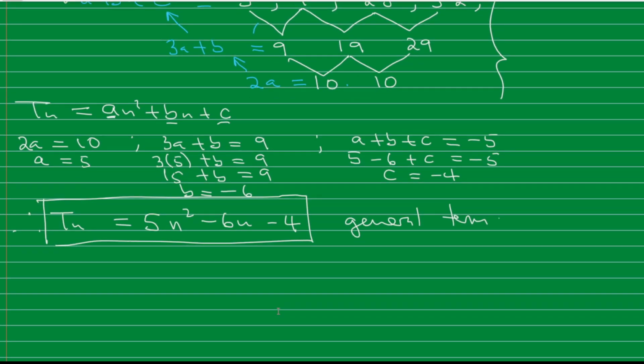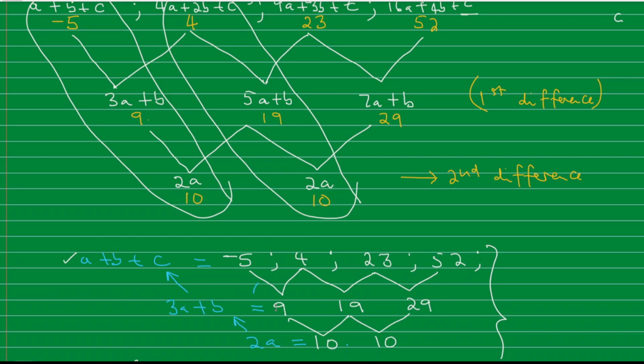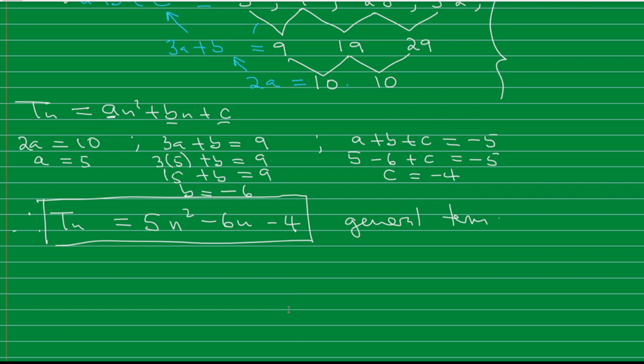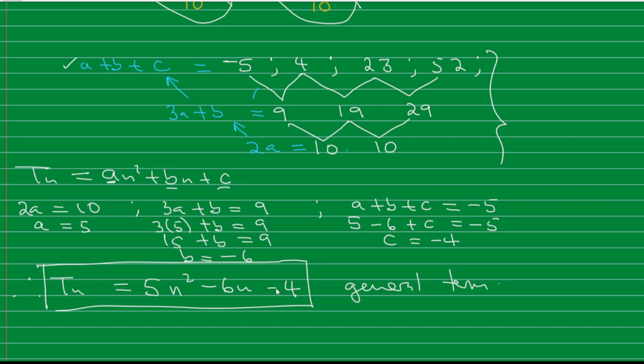So now coming back to this term, what does this general term mean? Like I explained earlier, it means that this is the formula that we are using to generate our numbers, our terms. Our terms here are negative 5, 4, 23, 52. So in other words, let us use this general term to create those terms now. Let's say we want to find T1.